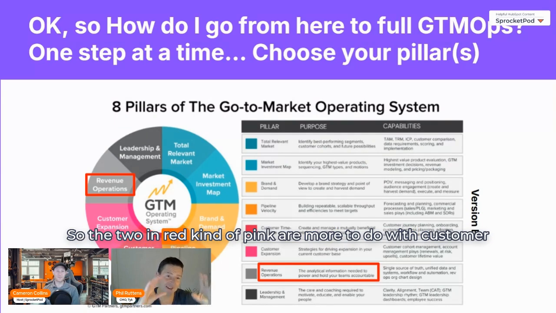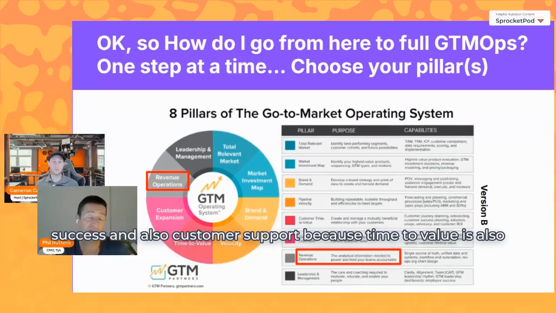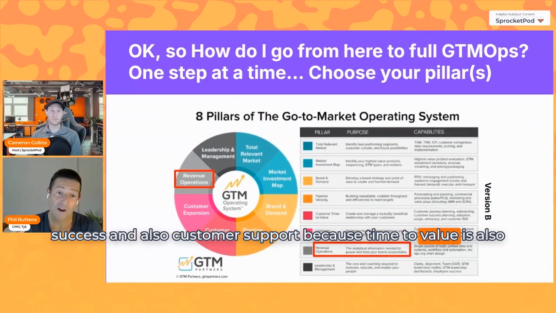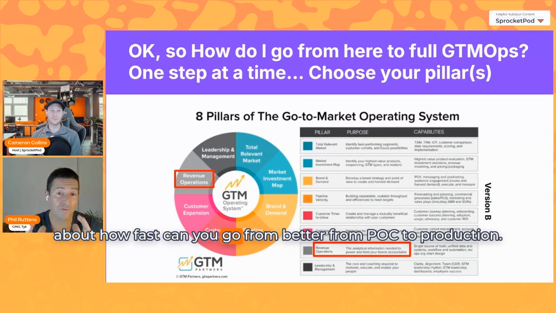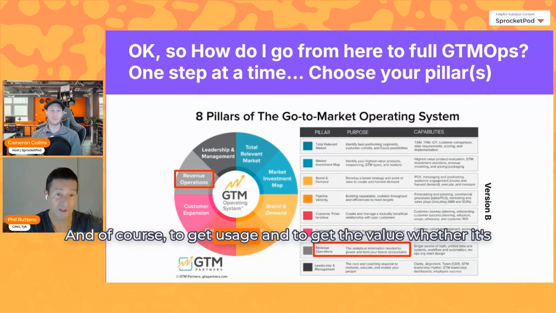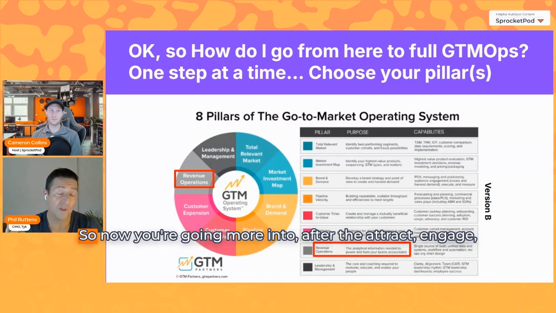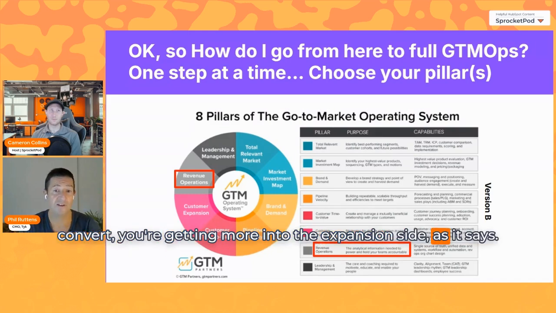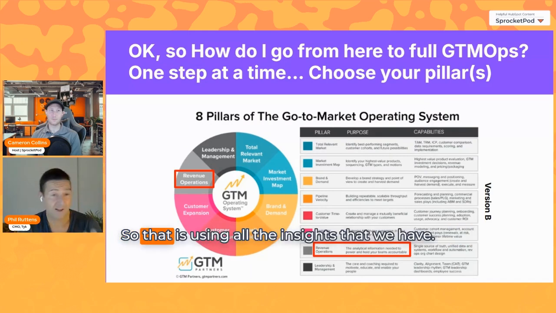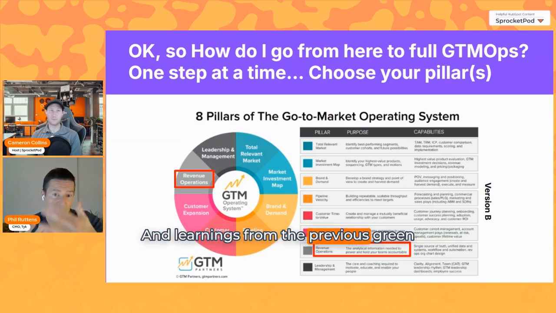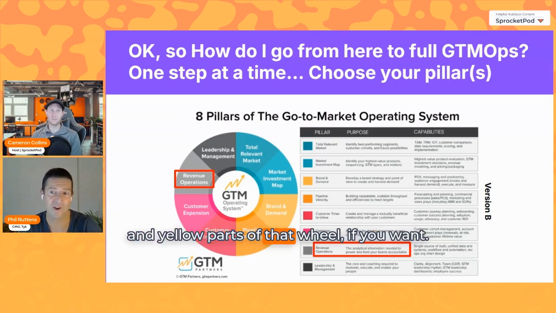So the two in red, kind of pink, are more to do with customer success and also customer support, because time to value is also about how fast can you go from beta, from POC to production. And of course, to get usage and to get the value, whether it's speed, cost, revenue growth, monetization, these two are critical. So now you're going more into, after the attract, engage, convert, you're getting more into the expansion side, as it says. So that is using all the insights, the data and learnings from the previous green and yellow parts of that wheel, if you want.